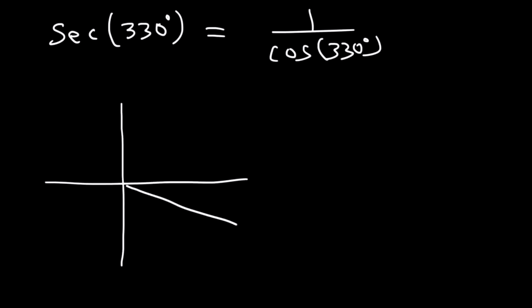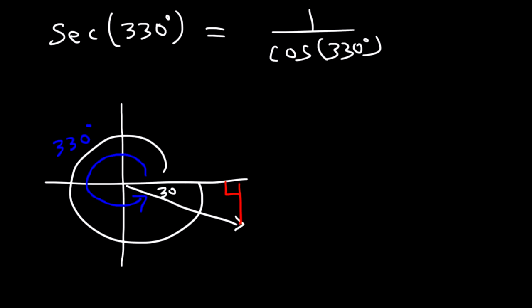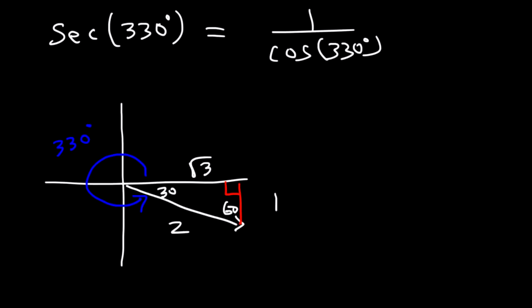330 is located in quadrant 4. So that's an angle of 330. Therefore, the reference angle must be 30. It's 360, which is a full cycle, minus 330. So we have a 30, 60, 90 triangle. Across the 30 is 1, across the 60 is square root 3, across the 90 is 2.